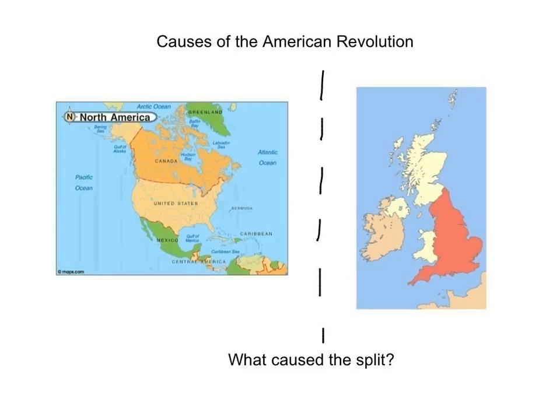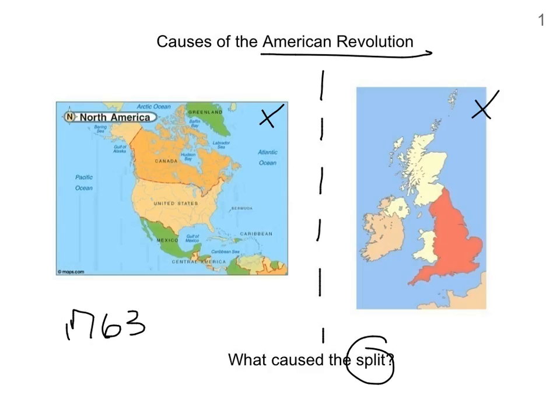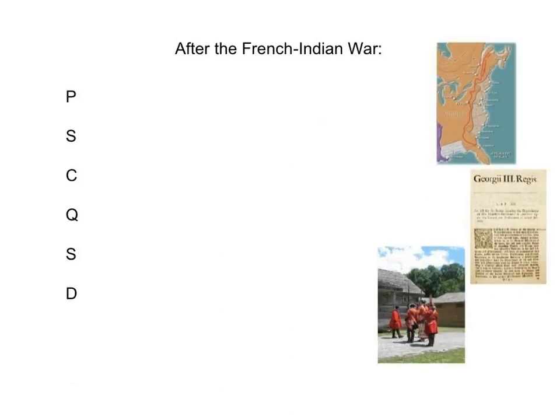Okay, what we're going to try and address here is the cause of the American Revolution. In other words, what caused the split between Great Britain and its colonies? In 1763, the colonists saw themselves as loyal British citizens who just won a war. And in 1776, they are declaring independence from England. How does that split happen? We'll address that question here.